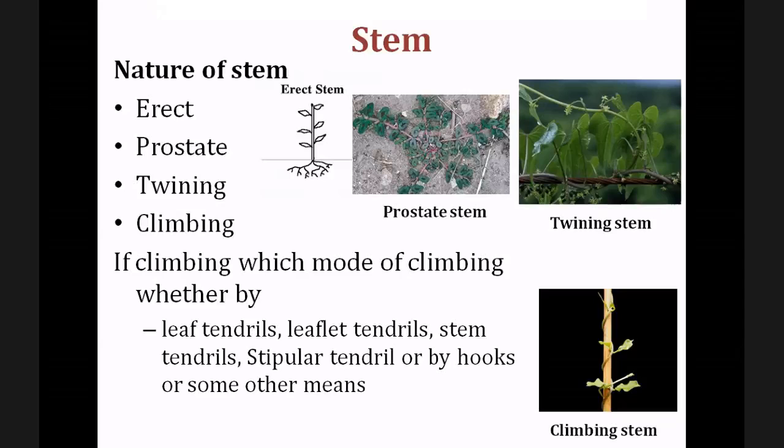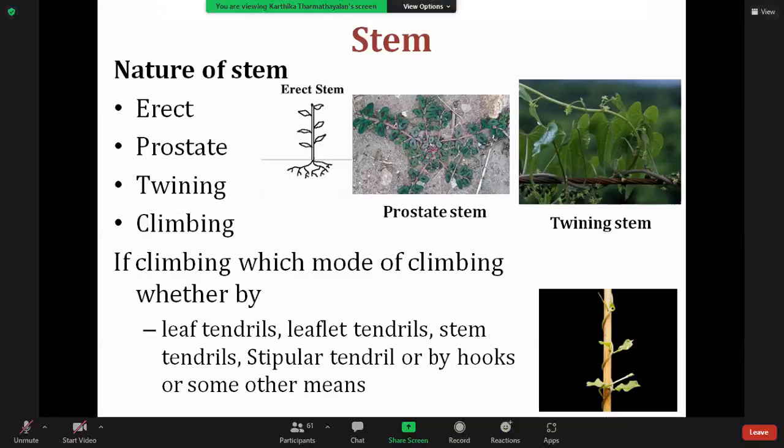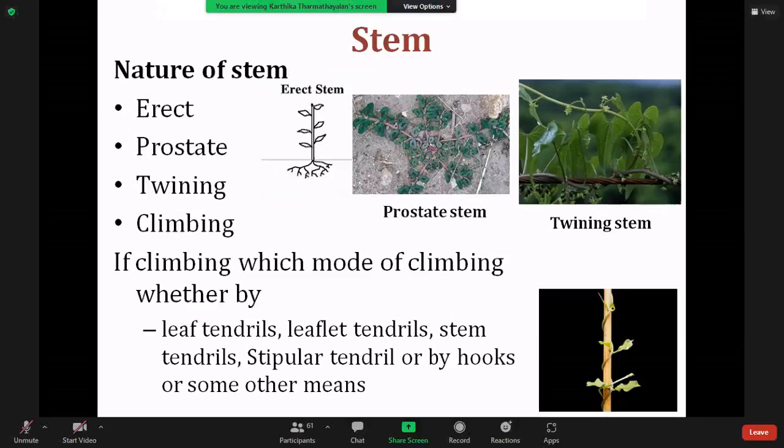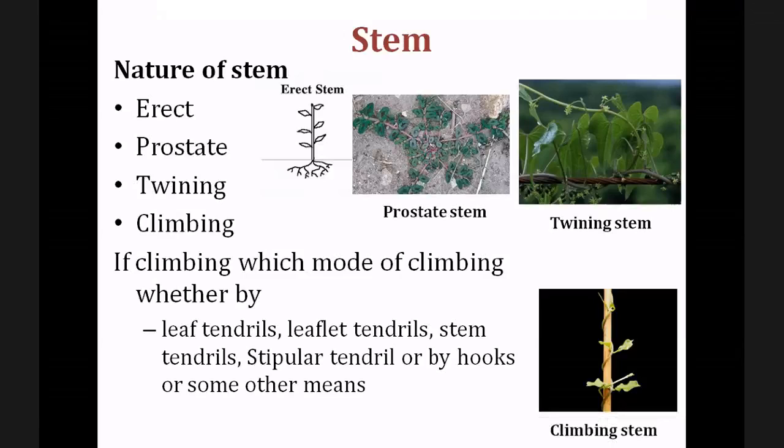Prostrate means they creep on the ground. They are growing along the ground, not the erect habit. They grow horizontally along the ground. Twining stem means they twist their stem and climb.